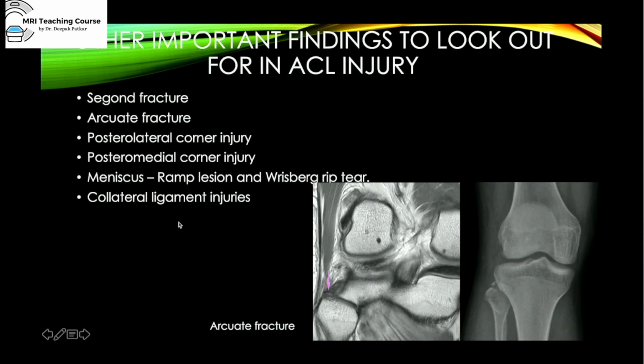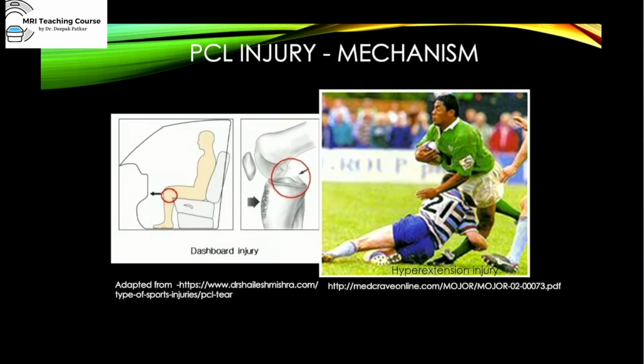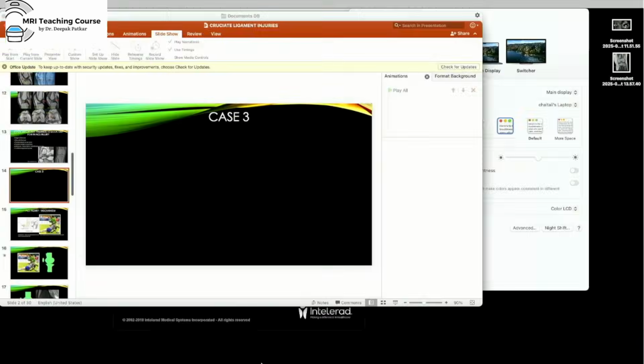Then you look for other things which we've already seen, Segond fracture. Arcuate fracture is a fibular styloid process avulsion fracture, which again are very small, difficult to pick up on MR, very easily picked up on a radiograph, right? So arcuate fractures, corner injuries, meniscal injuries, collateral ligament injuries. All these checklists should just run in your mind one after the other whenever you look at an ACL injury. Sorry, let's go on to the third case now.